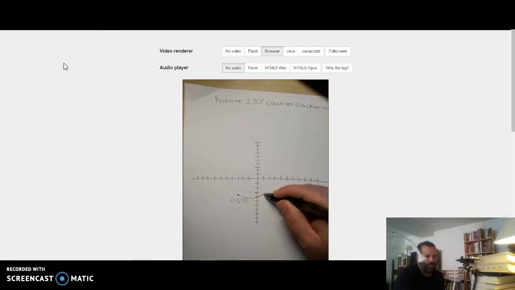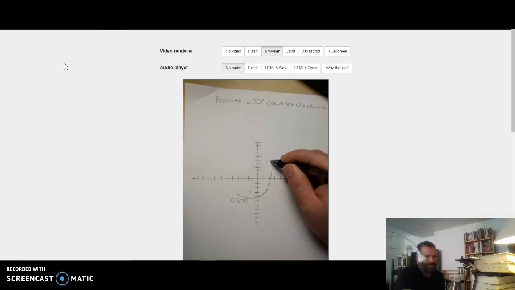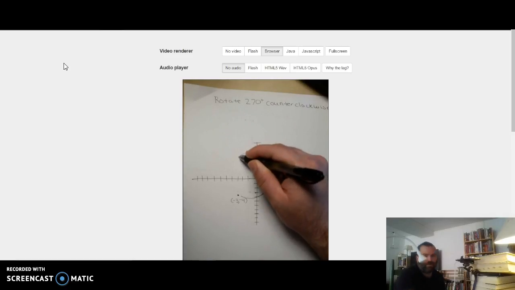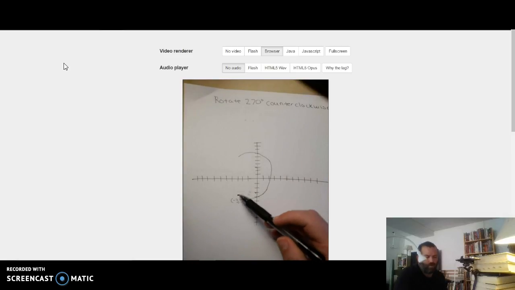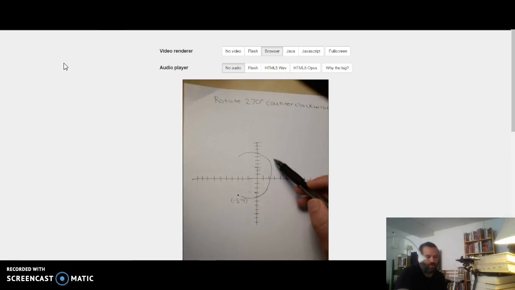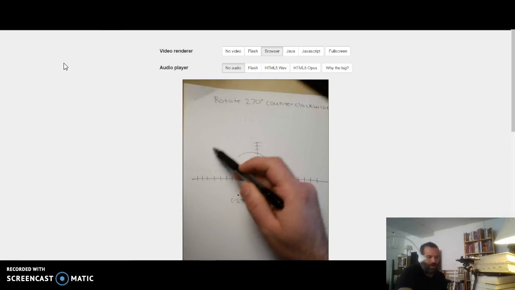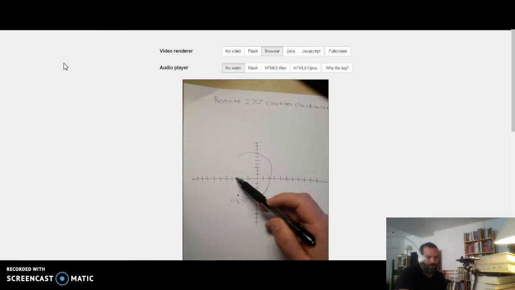As we move to this quadrant, that's a 90-degree rotation. We move to this quadrant, that's a 180-degree rotation. And as we move to this quadrant, that's a 270-degree rotation. So if you're rotating something 270 degrees, you're just going through 3 quadrants. 1, 2, 3. So we know that final point is going to be in this quadrant here. The question is, what are the coordinates of that point? And here's how you figure that out.